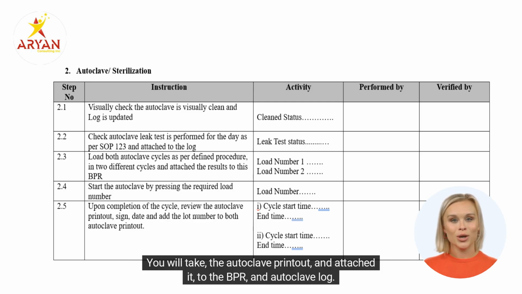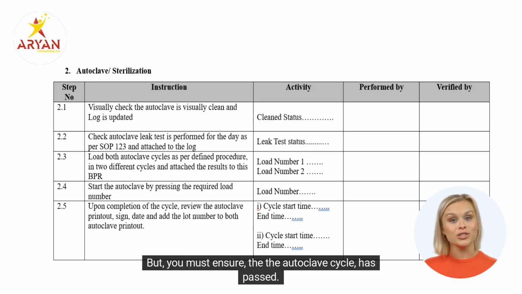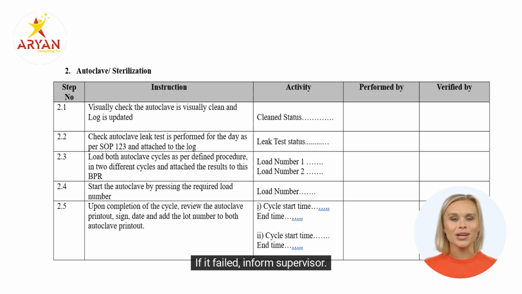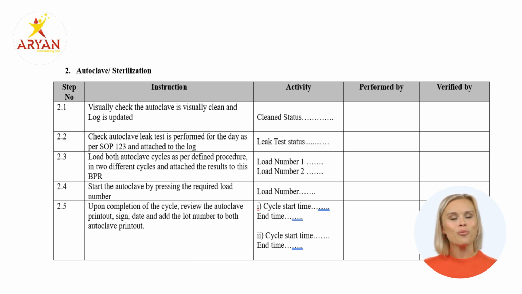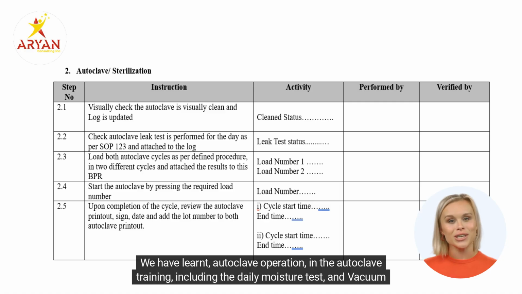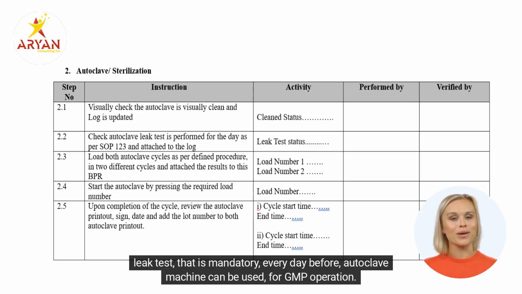You will take the autoclave printout and attach it to the BPR and autoclave log. But you must ensure that the autoclave cycle has passed. If it failed, inform supervisor. We have learned autoclave operation in the autoclave training, including the daily moisture test and vacuum leak test. That is mandatory every day before autoclave machine can be used for GMP operation.